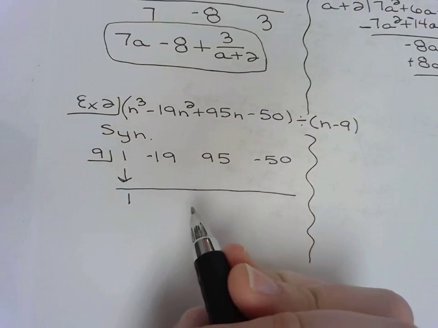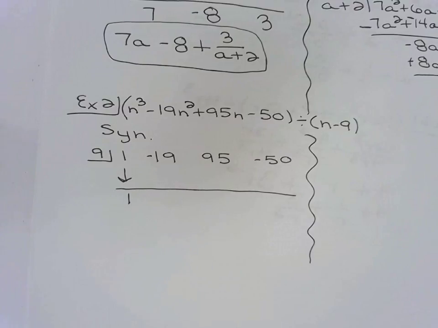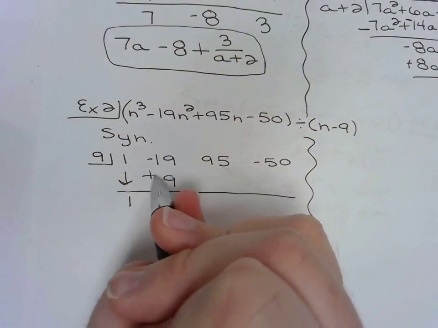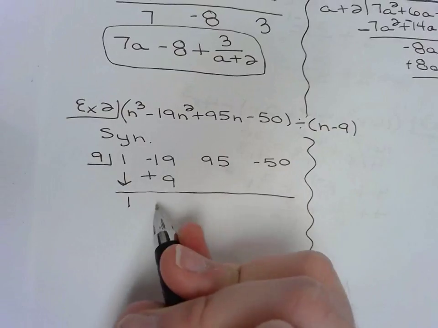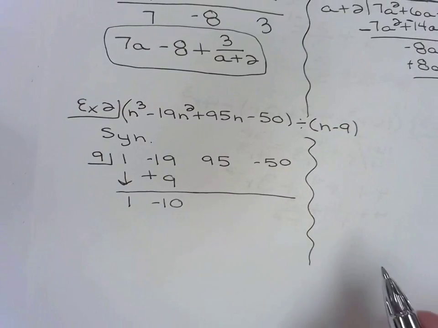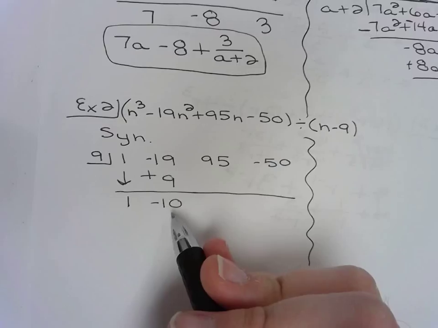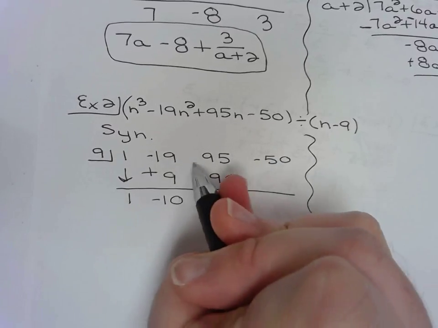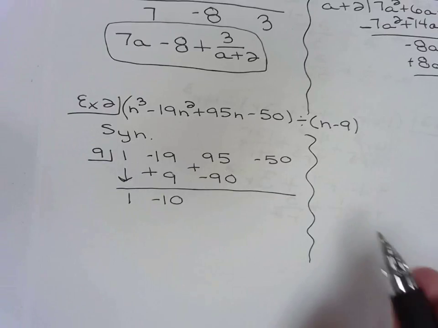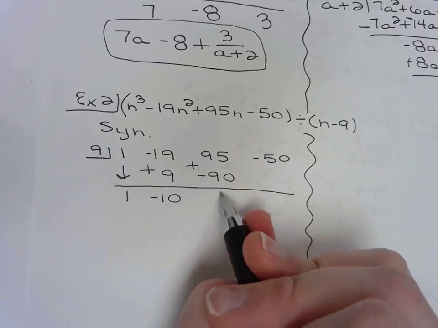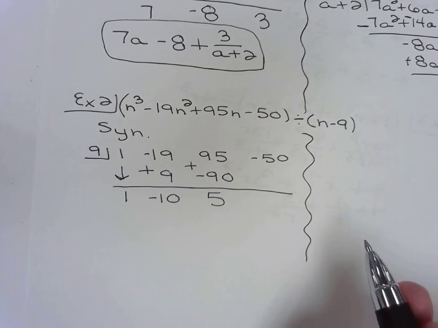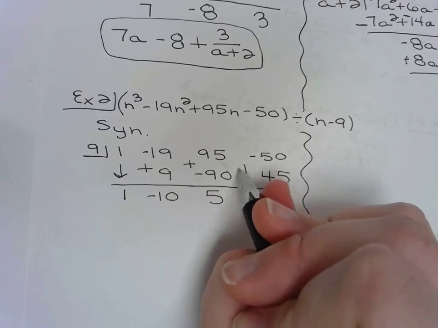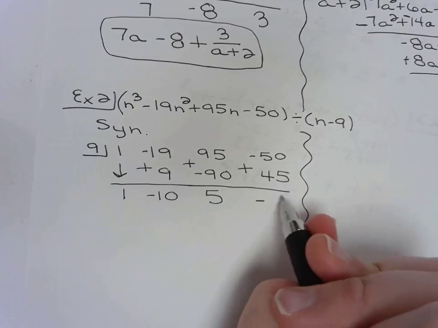Yep, and then start the synthetic process. The math is doable. You just kind of have to remember that process. 1 times 9, and then add. Negative 19 plus 9, negative 10. Yep, and then multiply. Negative 10 times 9, negative 90. Add. 95 plus negative 90, 5. 5 times 9, 45. Add down, negative 5.